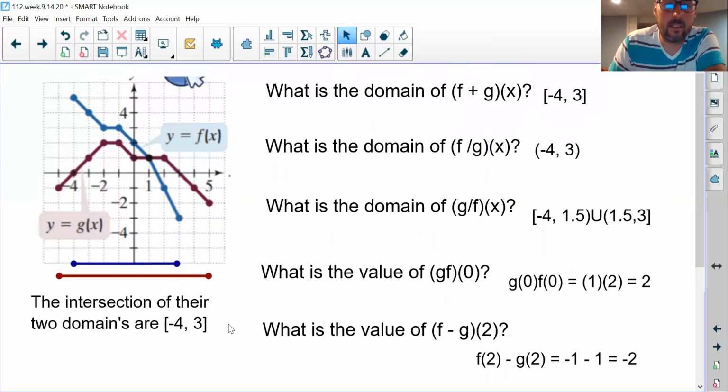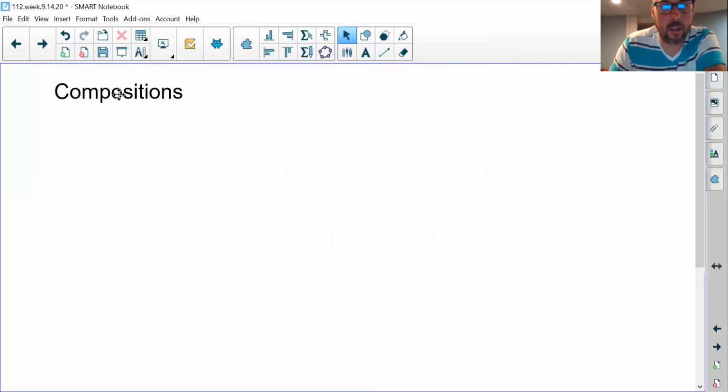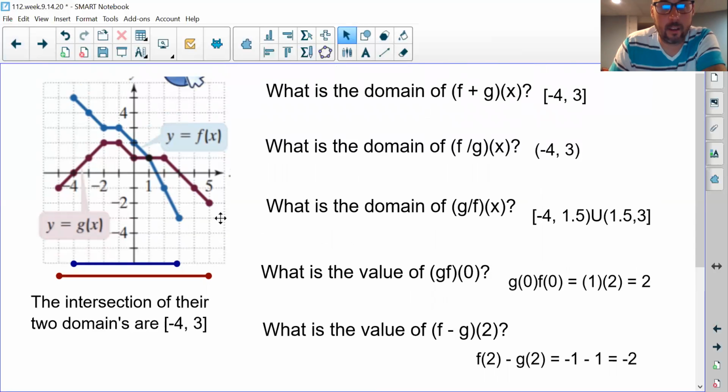So that is a lot of examples on operations on functions, including finding their domain. Next time we talk about this section, we will talk about compositions and finding their domain. Please continue the study for the test, and feel free to start on that homework if you're feeling good about it.